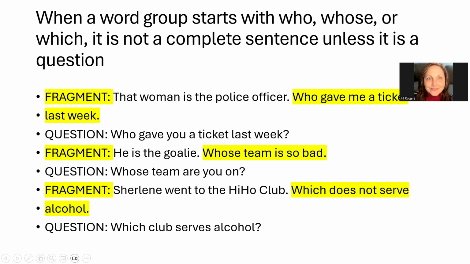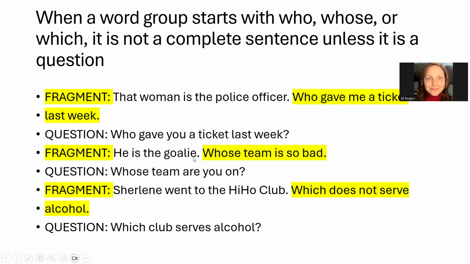And this happens a lot at this level. I think people think that, oh, it's a new subject, but no, it's not. It's just modifying here. So all you have to do is take out that period and lowercase the w. The question is, who gave you a ticket last week? And that's fine. Question formation is fine, but it can't be a sentence.